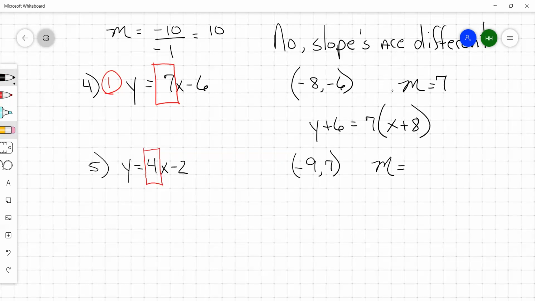Commodores. This line, this equation that we're going to write that's perpendicular to the first line, the slopes have to be negative reciprocals of each other. So the slope of this new line has to have a slope of negative 1/4. All right, so our equation in point slope form is going to be y minus 7 equals negative 1/4 x plus 9.